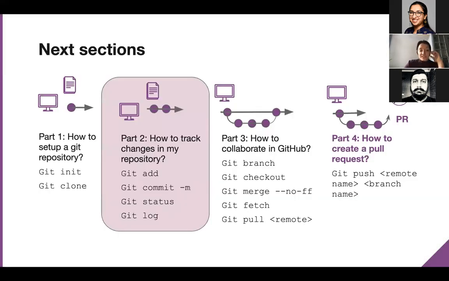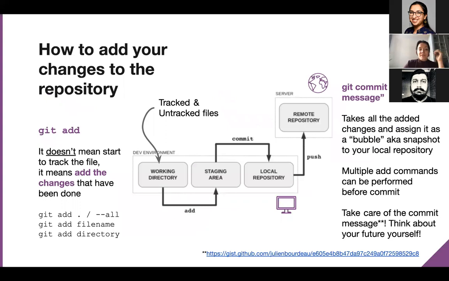How to track changes in my repository? There are four commands that are very important: git add, git commit -m, git status, and git log. And here we come to this development environment and how this is organized. This is maybe one of the most complicated slides that I have right here. And let me try to navigate you.